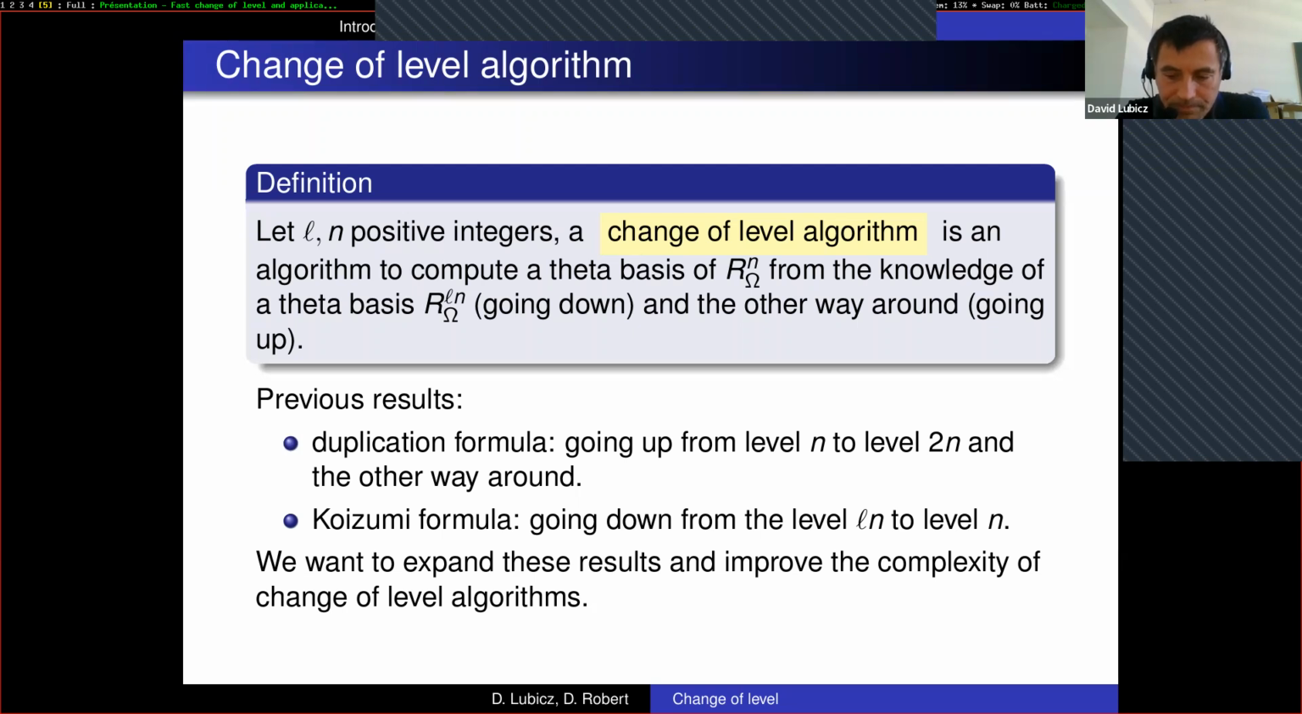But the aim of this talk is that we want to expand these results and to improve the complexity of the change of level algorithm that we obtain from this formula, especially the complexity of the Koizumi formula. This formula involves a summation on the kernel of a certain isogeny, which is defined on a product of Abelian varieties. And this product depends on the congruence of L modulo 4.